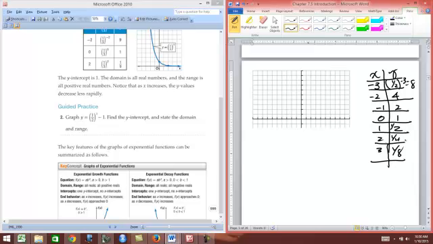Okay, so I go to -3, and it's 8: 1, 2, 3, 4, 5, 6, 7, 8. I'll put that in. At -2, it's 4: 1, 2, 3, 4. And at -1, it's 2. And at 0, it's 1. And at 1, it's 1/2. And then 1/4, and then 1/8. And here's our graph, headed toward the x-axis. And that's that. I'm just going to double check this guided practice here.